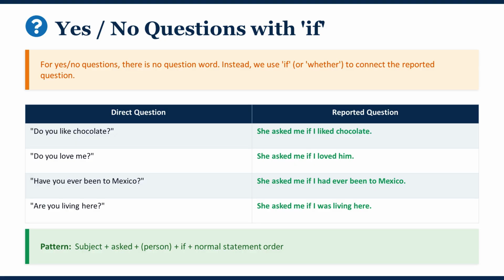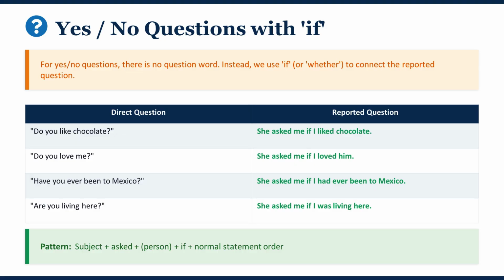"Do you like chocolate?" becomes, "She asked me if I liked chocolate." "Do you love me?" becomes, "She asked me if I loved him." "Have you ever been to Mexico?" becomes, "She asked me if I had ever been to Mexico." "Are you living here?" becomes, "She asked me if I was living here."